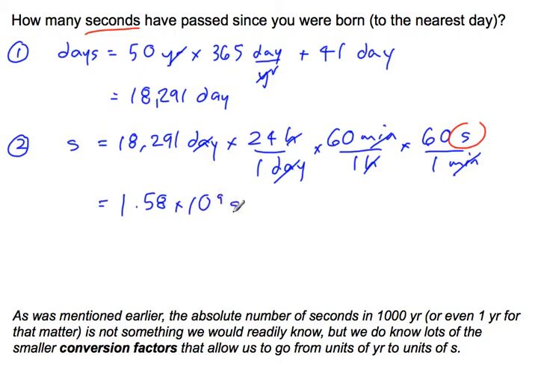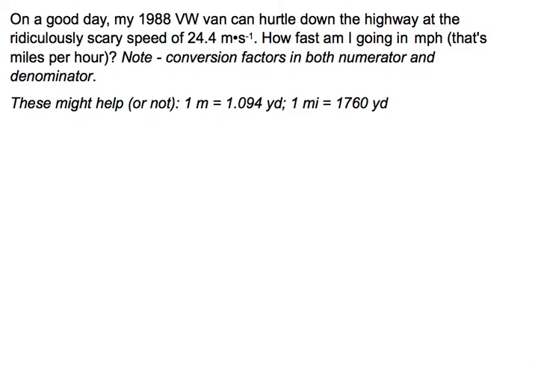It seems like a lot. I guess it is a lot, but this last question I want to show you demonstrates how sometimes you have to convert a couple of different units in the same question, and so this one takes care of that. So I have this 1988 Volkswagen that goes at a seemingly rapid rate of 24.4 meters per second. That's a pretty decent speed for this car, and so I want to convert that into miles per hour. So meters to miles, seconds to hours. So I have to convert 2 different things.